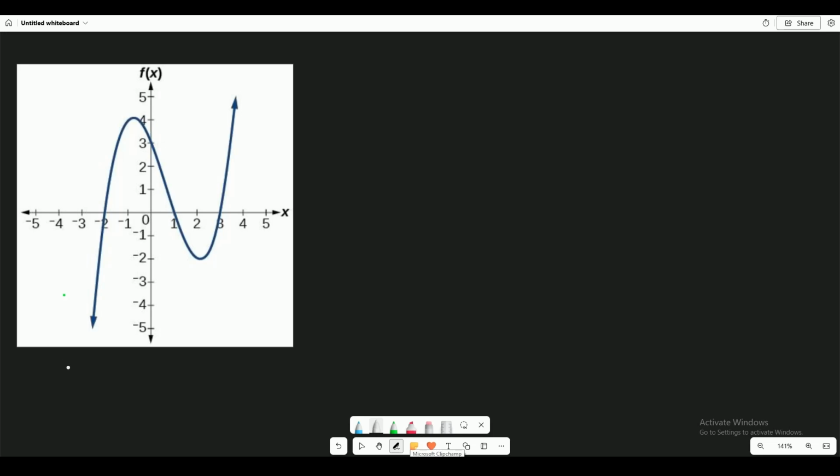Alright, what's up everybody? We're back, and this time we're going to talk about finding the function given a graph. So in other words, we have to determine what a function of least degree is from this graph that I have for you guys.